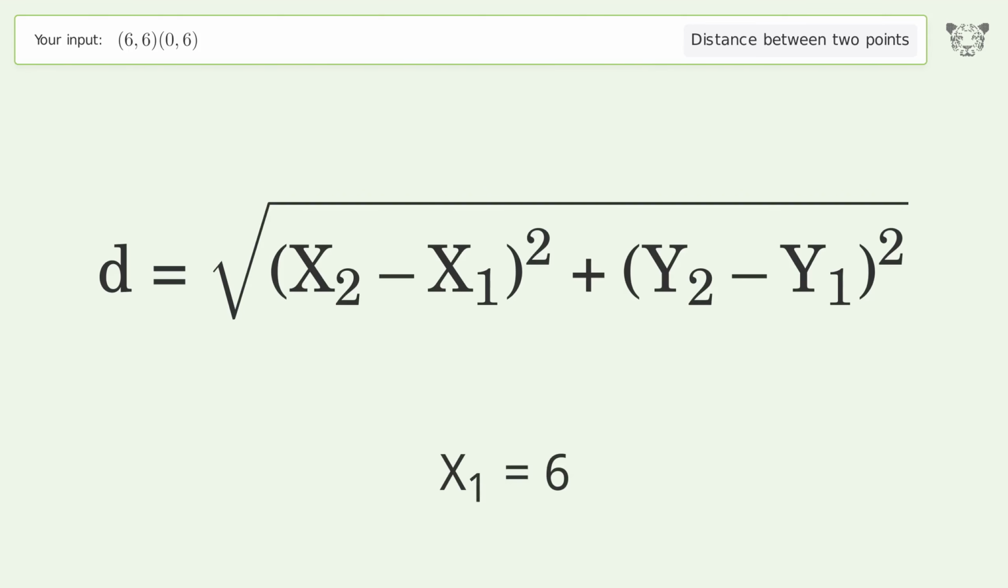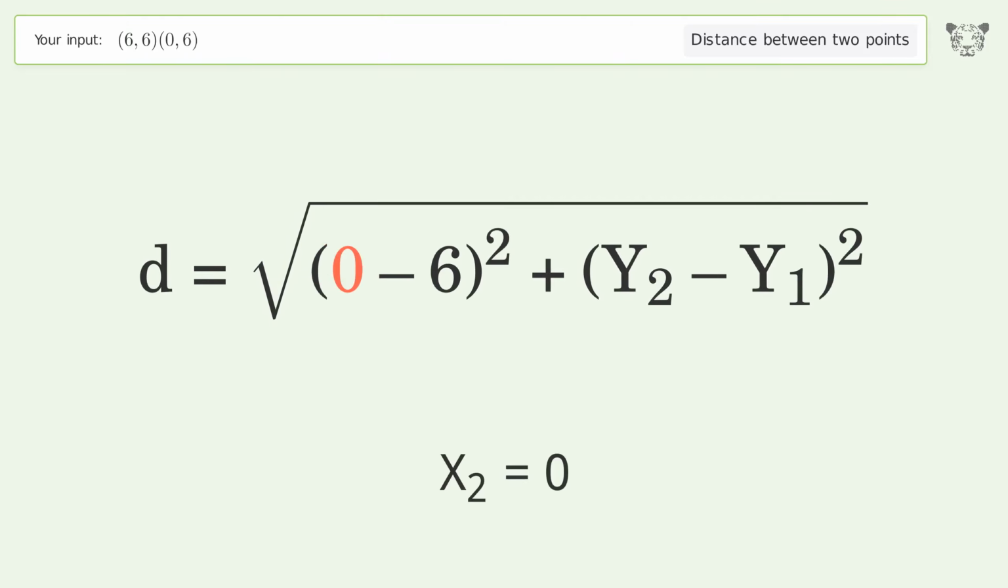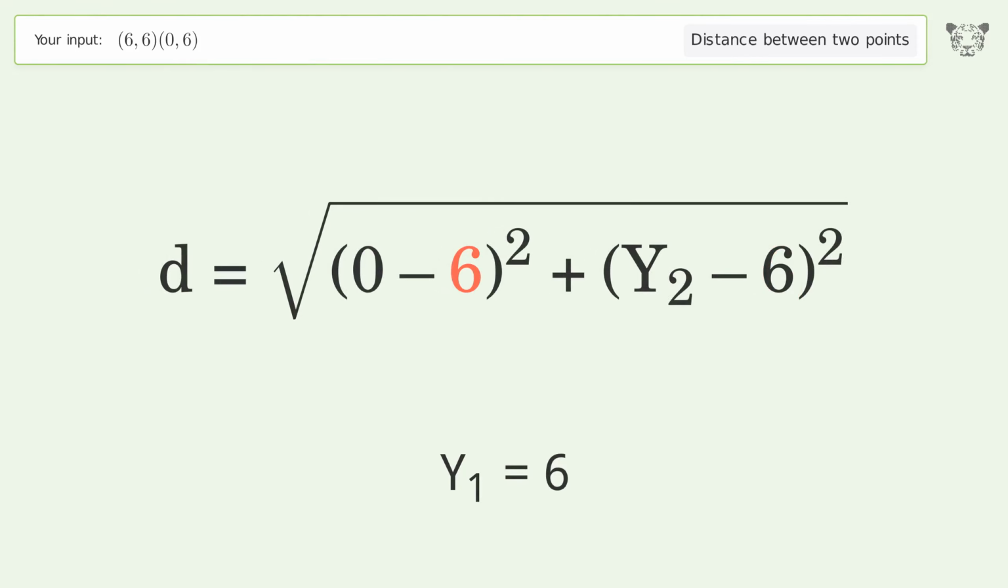x1 equals 6. x2 equals 0. y1 equals 6. y2 equals 6.